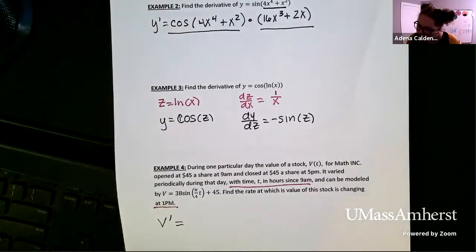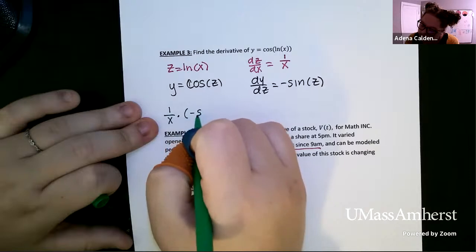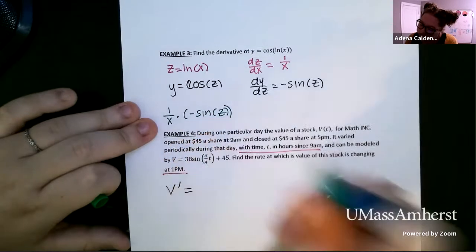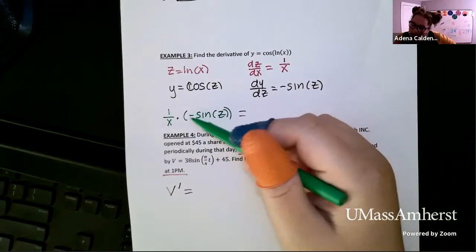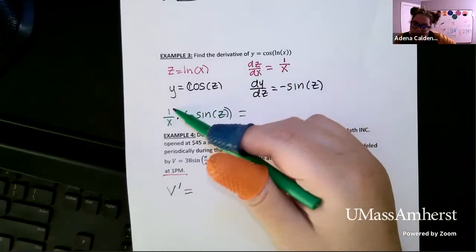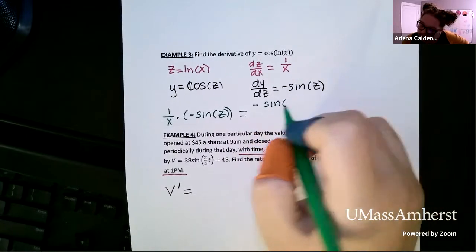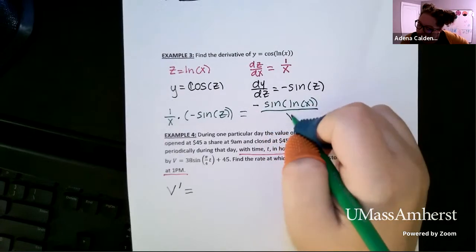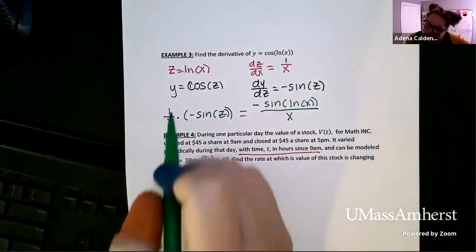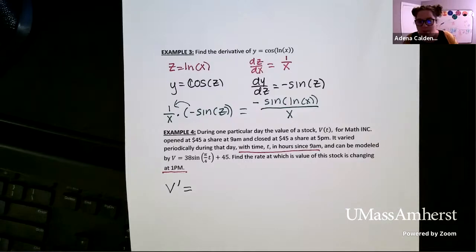Now I want to multiply these two things together. So I have 1 over x times negative sine z. So again, I don't want a z in my final answer. And then here, I can multiply this negative sine z into the numerator. So I'm going to write this as negative sine, and now I'm going to substitute in for z, natural log of x, over x. Okay, so again, I brought this term into the numerator, and I substituted back in for z. So I should get something that looks like this for my derivative here.